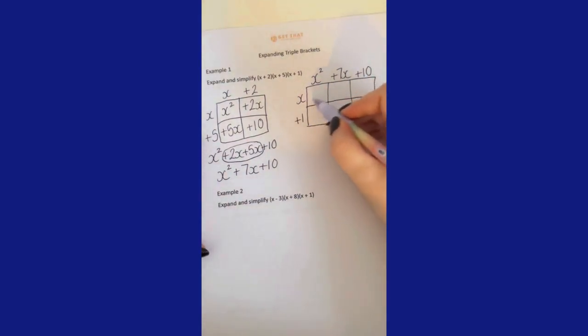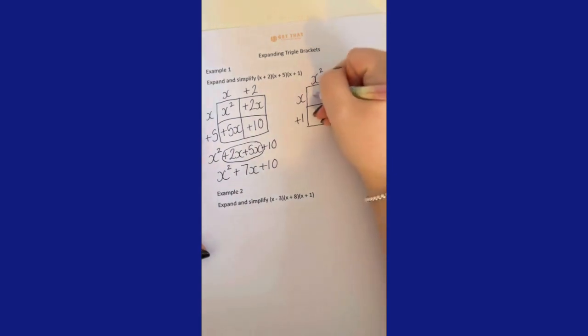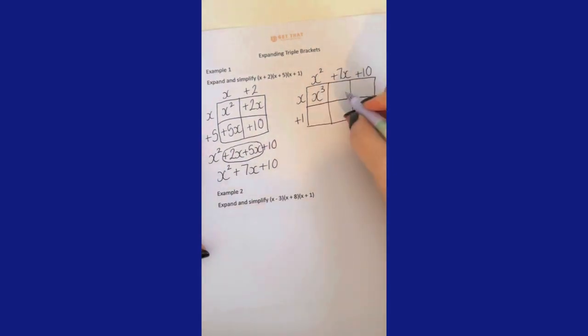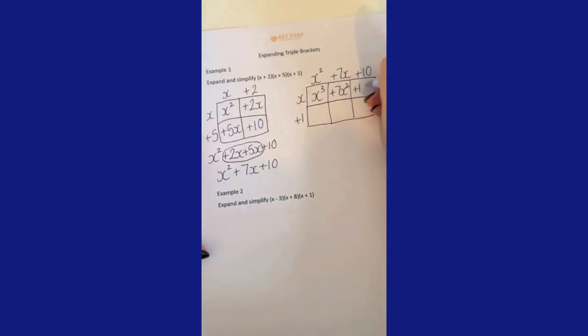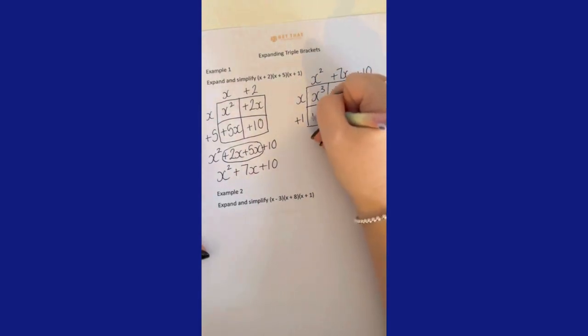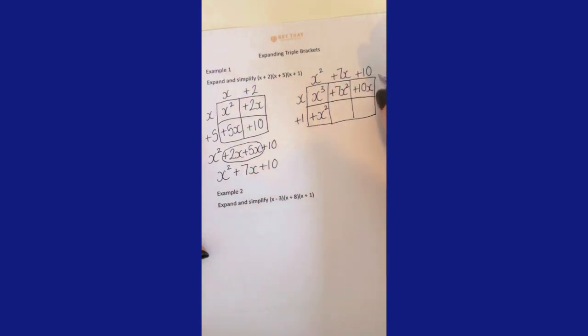Then we're going to do our multiplication. So this box here, x multiplied by x squared gets me x cubed. 7x multiplied by x gets me plus 7x squared. 10 multiplied by x gets me plus 10x. X squared multiplied by 1 gets me plus x squared. We don't need to write the 1. 7x multiplied by 1 gets me plus 7x. And 10 multiplied by 1 gets me 10.